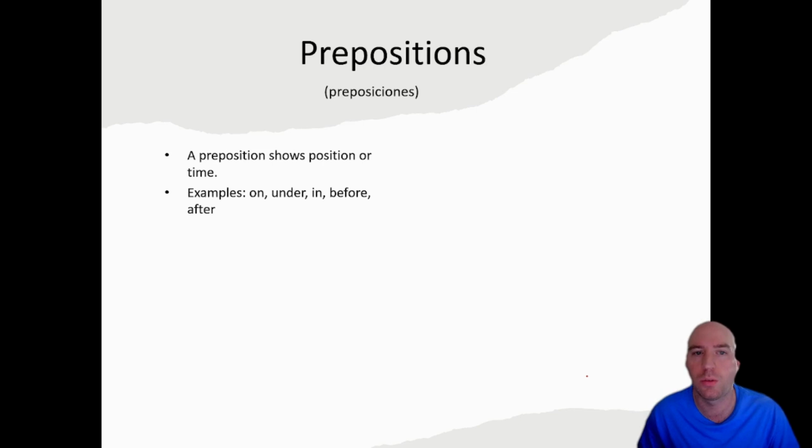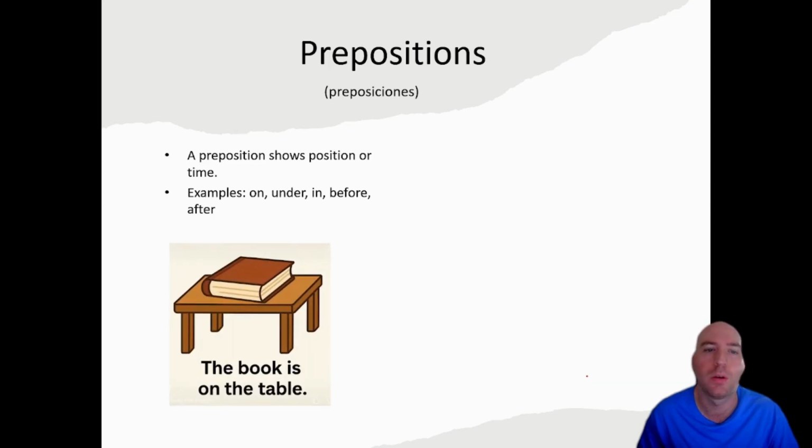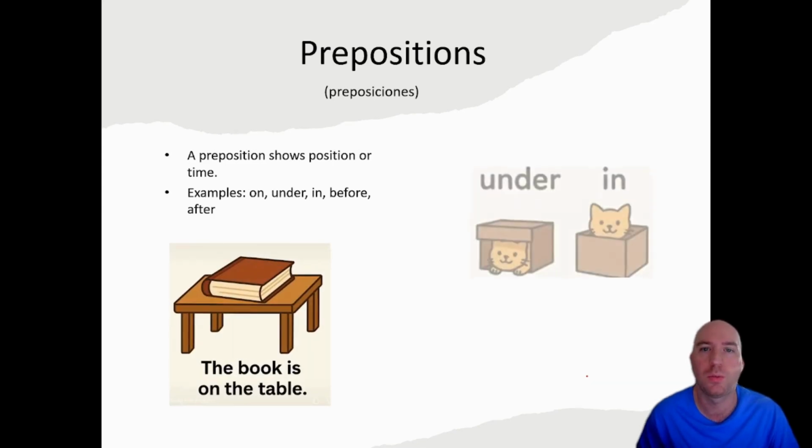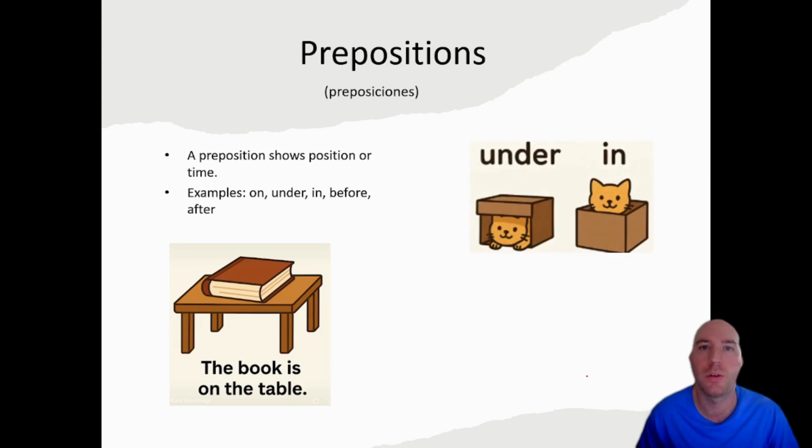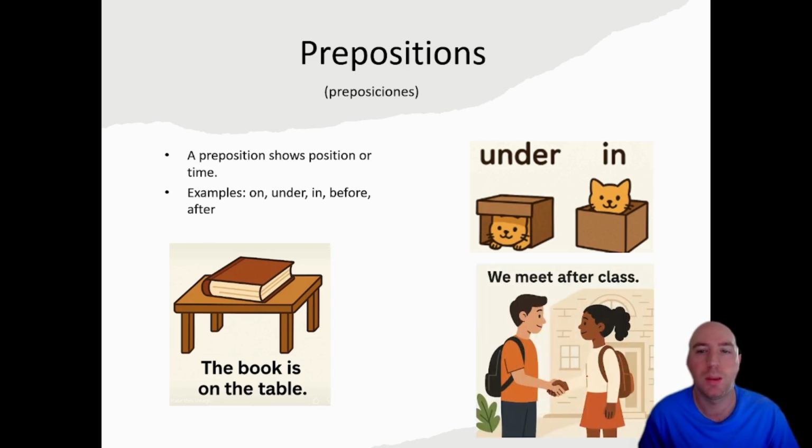Prepositions. A preposition shows a position or time. Examples would be on, under, in, before, or after. The book is on the table. The cat is under the box, or the cat is in the box. We meet after class.